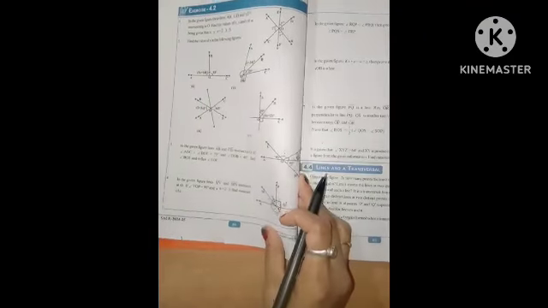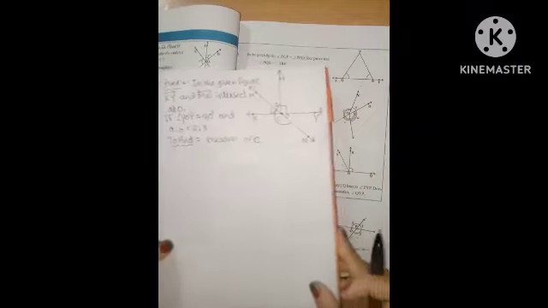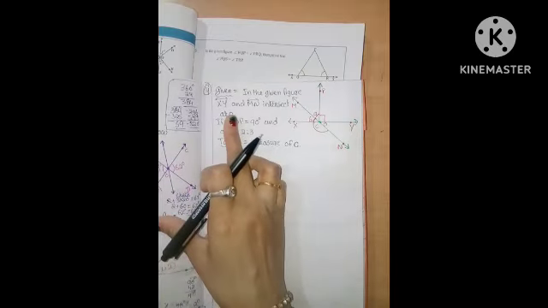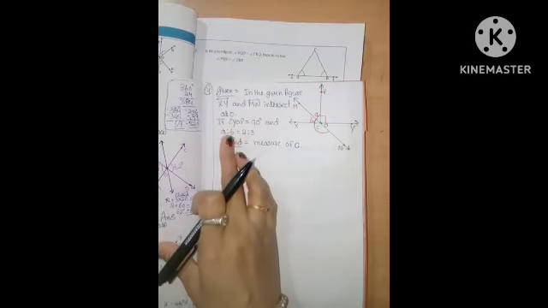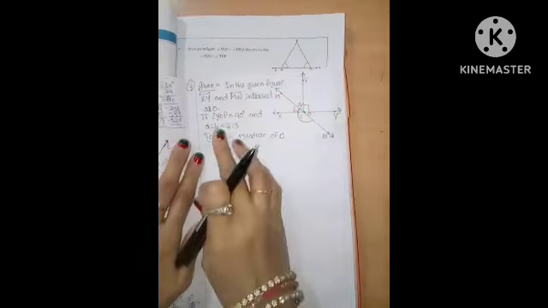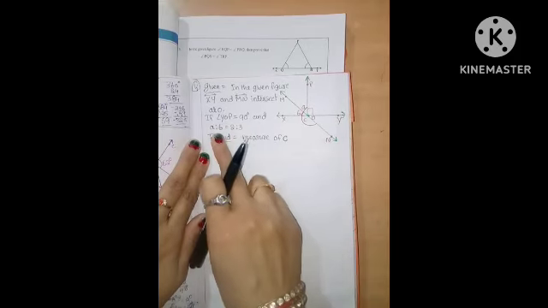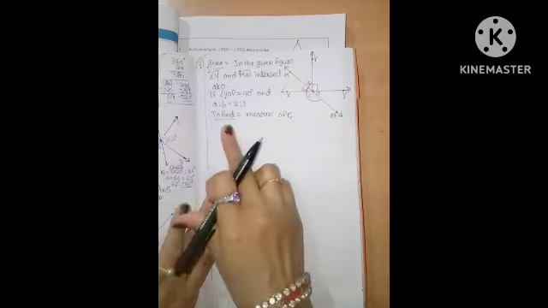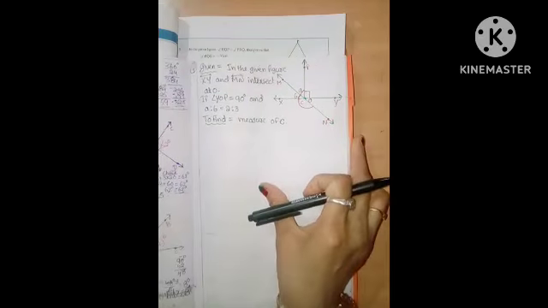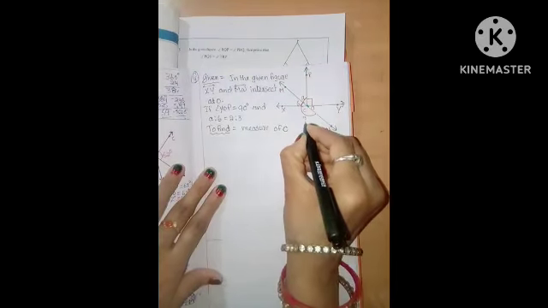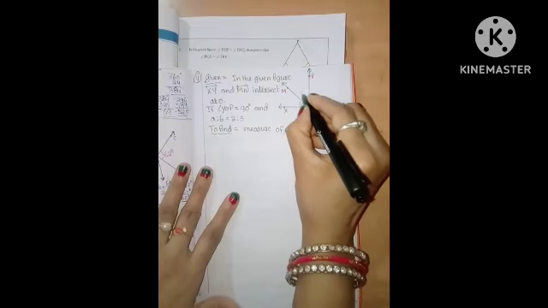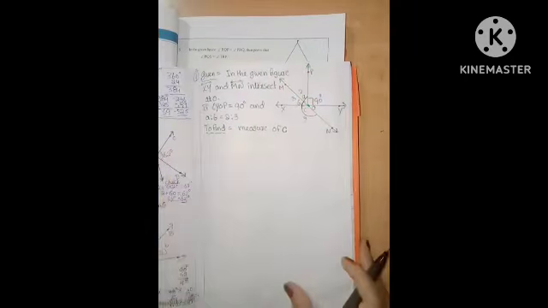So how will you do this problem? This is also a very simple problem. First, how to write the given data in our problem. In this figure, XY and MN intersect at O, and one angle is given: YOP equals 90 degrees, and one ratio is given: A is to B equals 2:3. To find the measure of C.